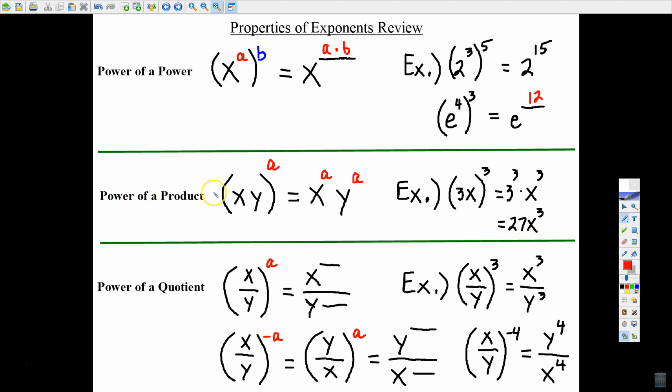Okay, the power of a product. This implies that two numbers, or more than two, are being multiplied together, and the product of those numbers is being raised to a power. Well, this simply says that each of the numbers inside the parentheses that are being multiplied together are being raised separately to that power, whatever it is.